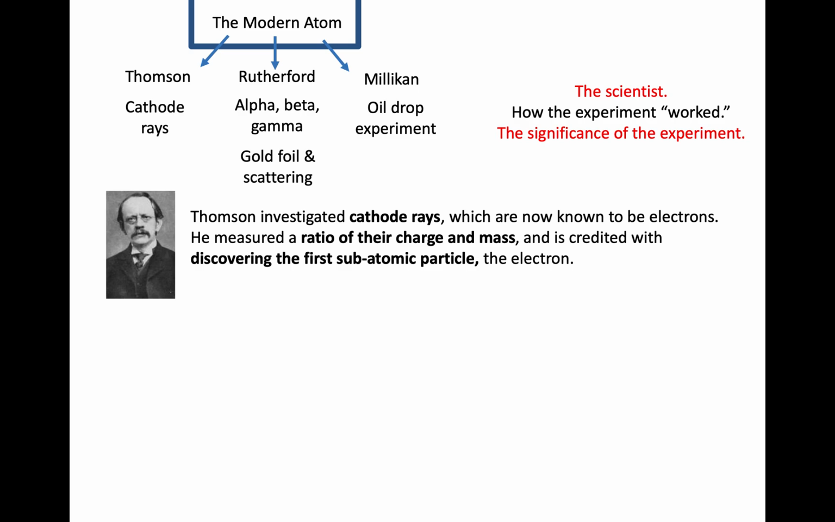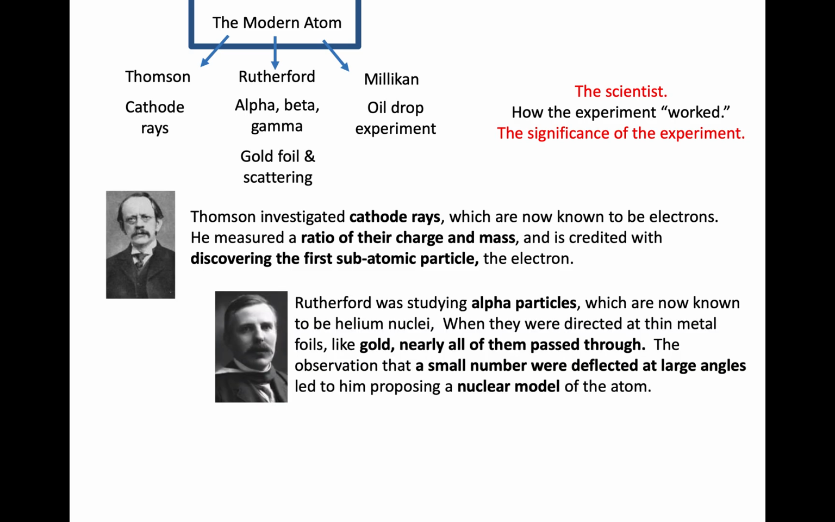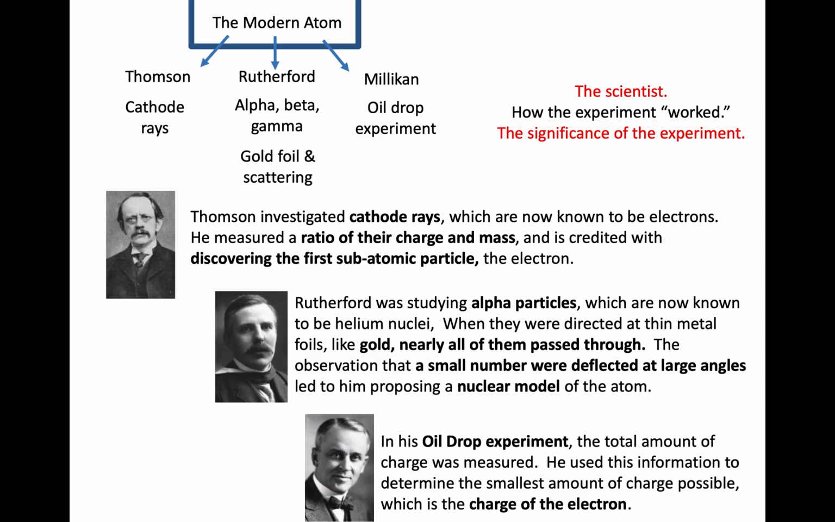The scientist and the significance: J.J. Thomson was involved with investigating cathode rays, and by measuring a ratio of their charge and mass, he's credited with discovering the first subatomic particle, the electron. Rutherford was studying alpha particles, and his understanding and his experiments led to a nuclear model of the atom. Millikan's oil drop experiment was used to determine the charge of the electron.